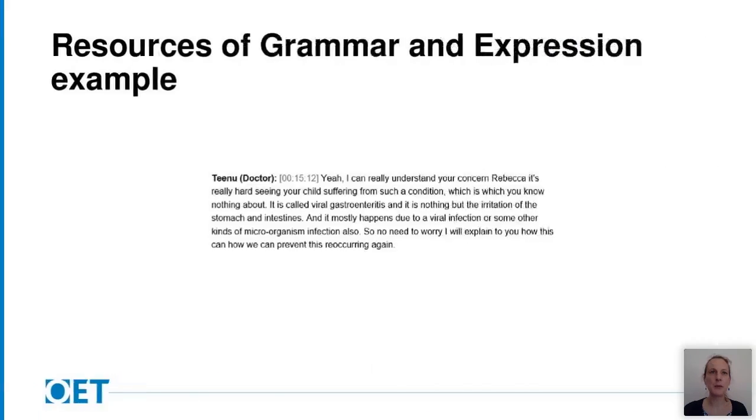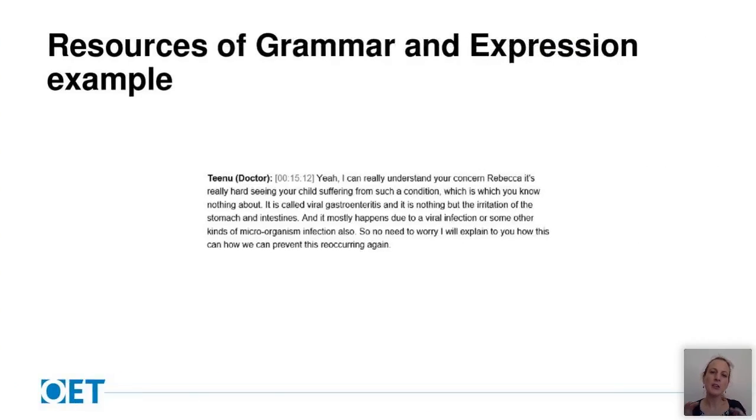So in the example that we have here, the grammar in this doctor's speech isn't perfect, but it is very clear to understand the meaning, and the doctor is demonstrating a range of forms and appropriate phrases for this situation, such as, "It's really hard seeing your child suffering." So this is a good example. Your grammar and expression doesn't have to be perfect to score a B grade, but it should show variety, flexibility, and suitability to the situation.